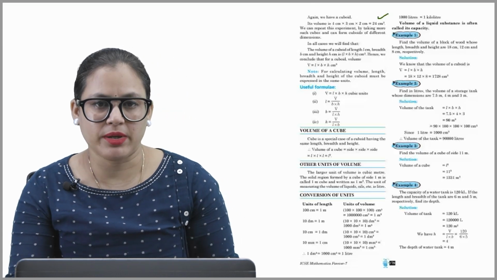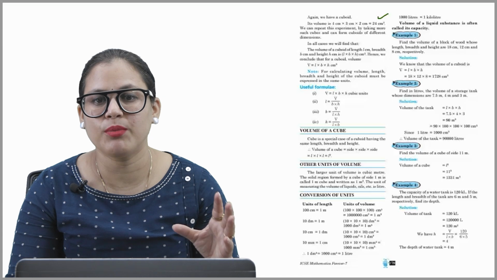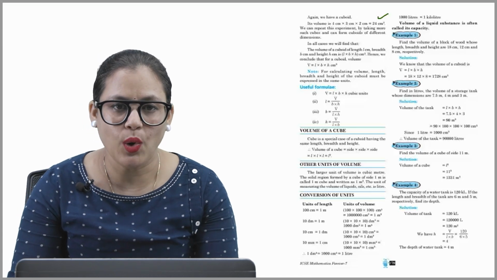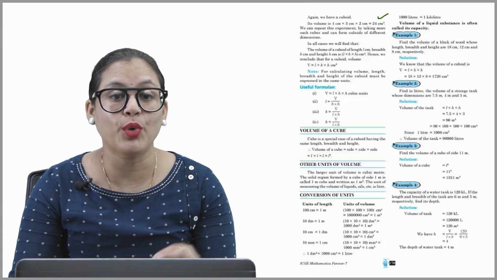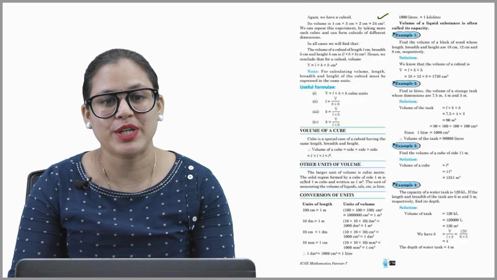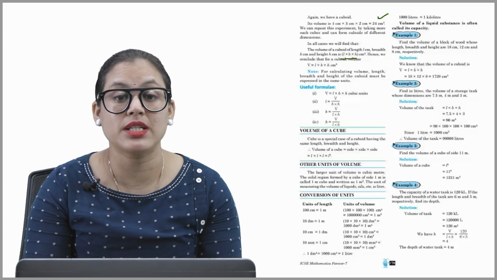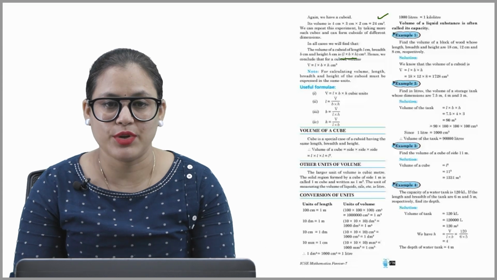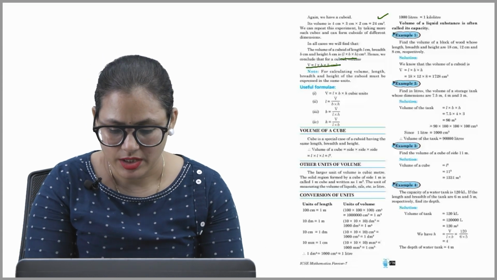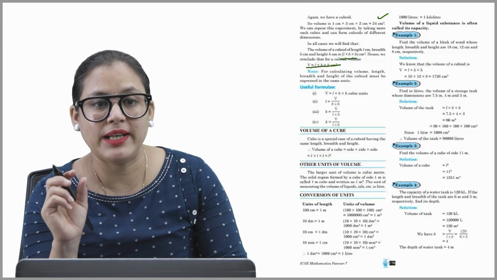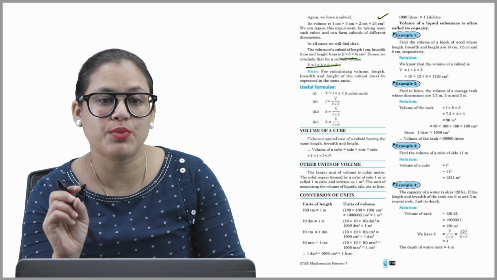We can repeat this experiment by taking more such cubes and can form cuboids of different dimensions. In all cases, we will find that the volume of a cuboid of length L centimeter, breadth B centimeter and height H centimeter is L into B into H centimeter cube. Hence, we conclude that for a cuboid the volume is this. Note: for calculating volume, length, breadth and height of the cuboid must be expressed in the same unit.